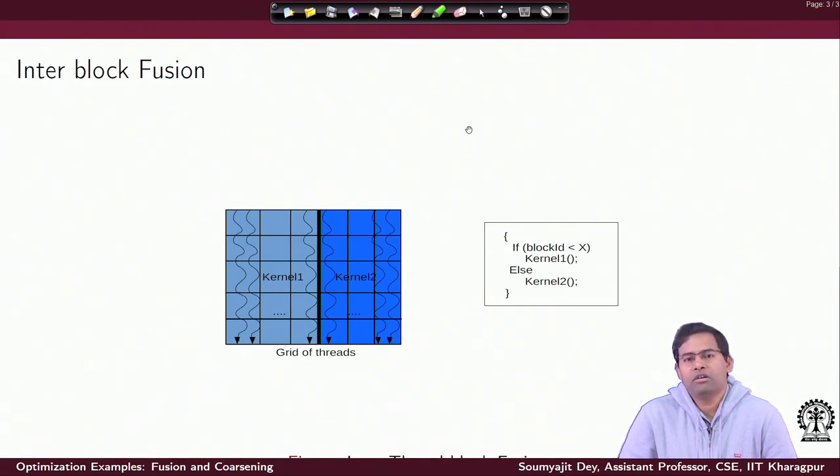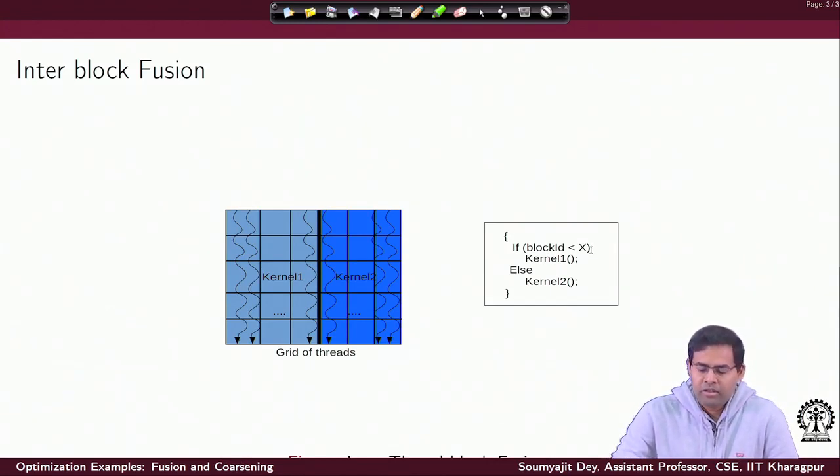You just delegate some of the blocks to do the job for kernel 1, and then you delegate the rest of the blocks to do the job for kernel 2. So this is how it goes on. You have the code for kernel 1, you have the code for kernel 2, you just take the block ID, you check whether it's a valid block ID for kernel 1, inside the number of blocks boundary for kernel 1, otherwise you execute kernel 2, right?